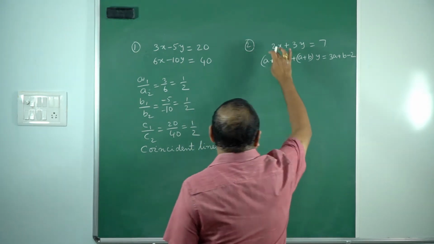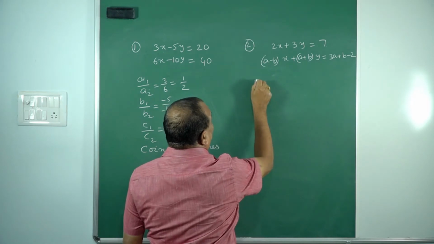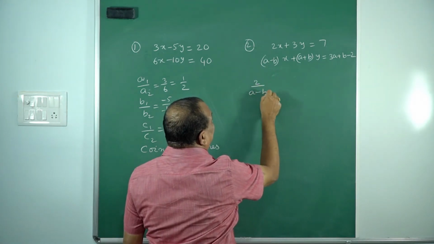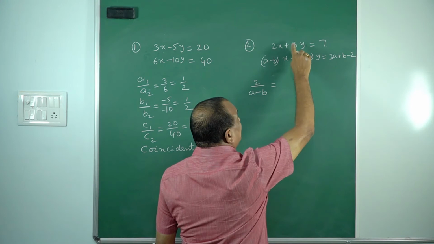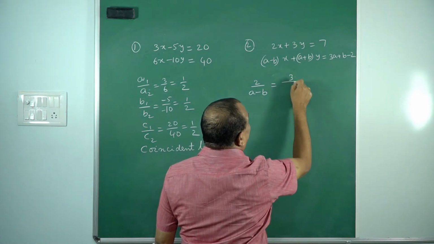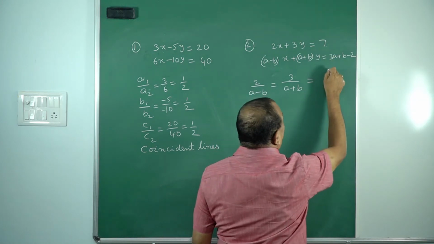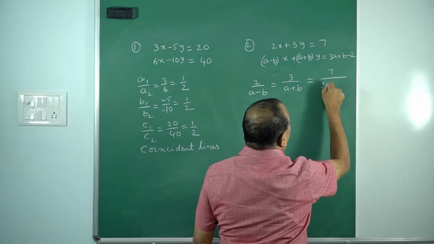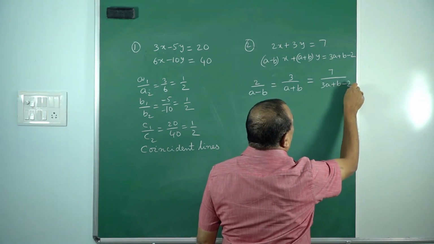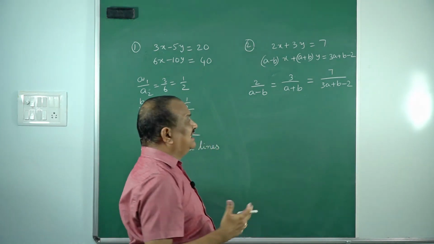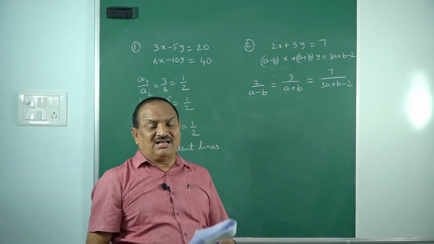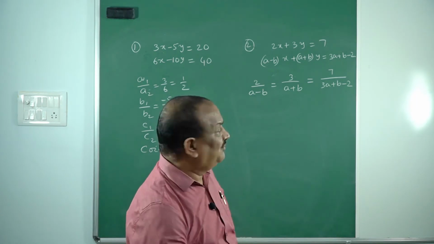So fine. A1 by A2, 2 by A minus B, B1 by B2, 3 by A plus B should be the same as 7 by this one, 7 by 3A plus B minus 2. If you can understand this, we can find the values of A and B. So where do we begin actually?